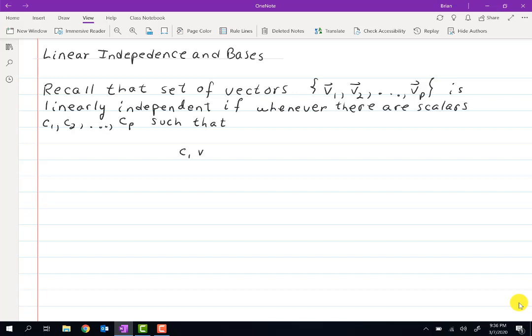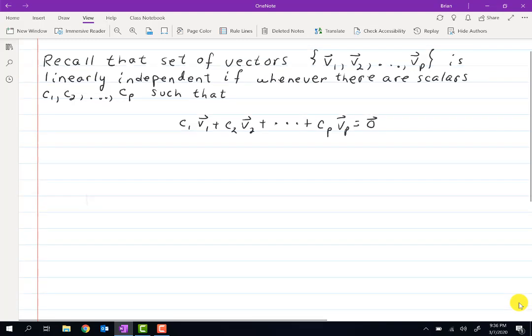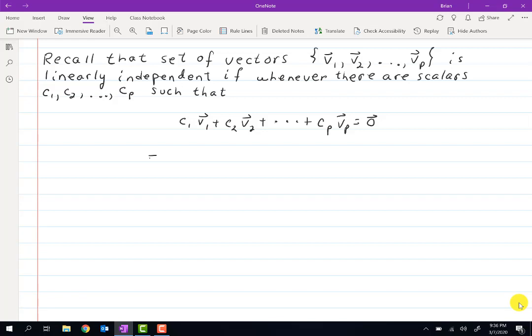C1 V1 plus C2 V2 up to CP VP equals 0. So whenever we have this situation happen, it automatically implies that C1 equals C2 equals dot dot dot. So all the C's are equal to 0. So that's what it means for a set to be linearly independent.